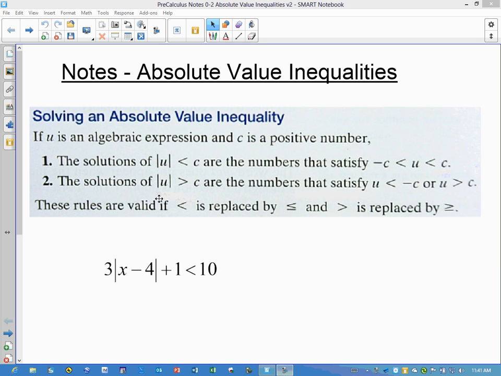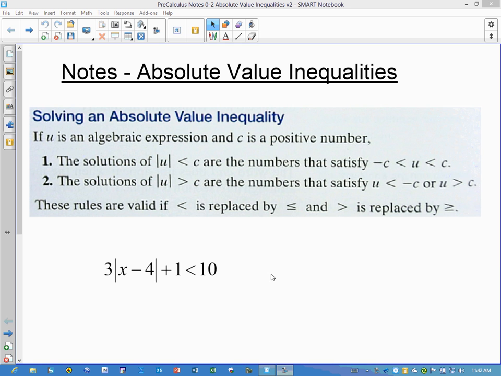And if you have the absolute value of an expression is greater than a number, then that means that the expression is either less than the negative of that number or greater than the positive version of that number. These rules are the same whether there's an "or equal to" or no "or equal to."